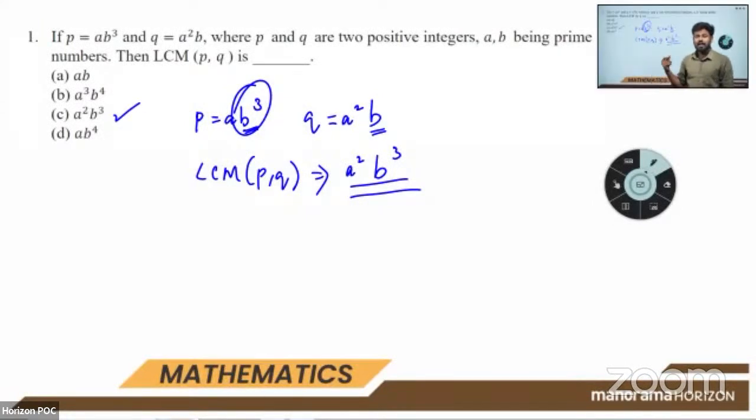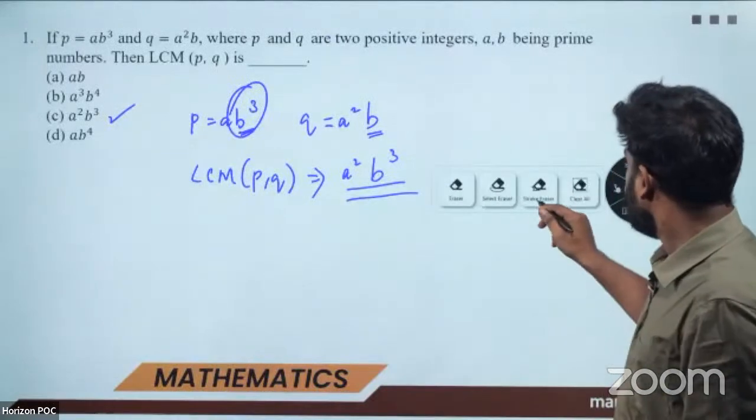Understood? So any doubts in this question? Finding the LCM of PQ here. P is AB cube and Q is what? A square B. So using just the normal rules of finding the LCM, we have got the answer as A square B raised to 3. Okay, moving on to the next one.